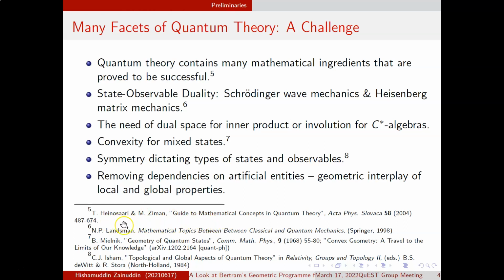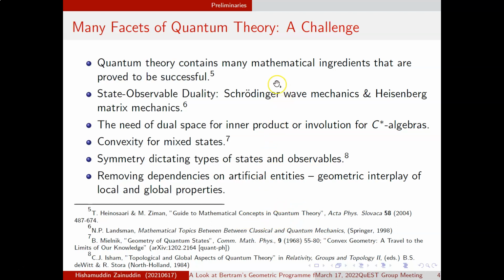Anyone? Yes. So one of the almost comprehensive reviews of mathematical concepts in quantum theory is done by Hishamuddin and Zainuddin. I think Hishamuddin, I'm not sure how to pronounce this, is a colleague of Tariq Ali. Okay, I think they know each other. So he has this thick, nearly 200 pages, I think, of this review about mathematical concepts in quantum theory.